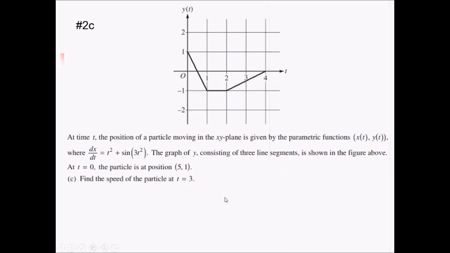So for this part of the problem, they want the speed of our particle at time 3. That's going to be the square root of x prime of 3 squared plus y prime of 3 squared. Let's see what that looks like on the calculator.